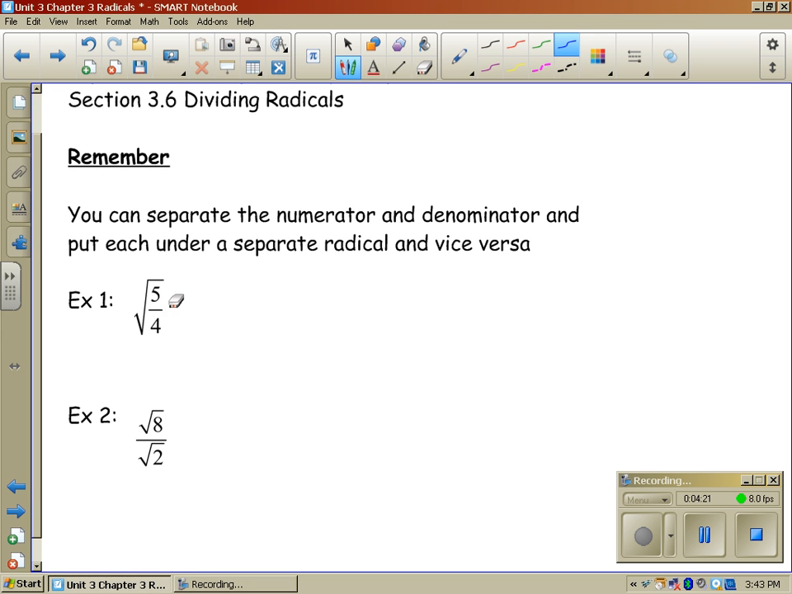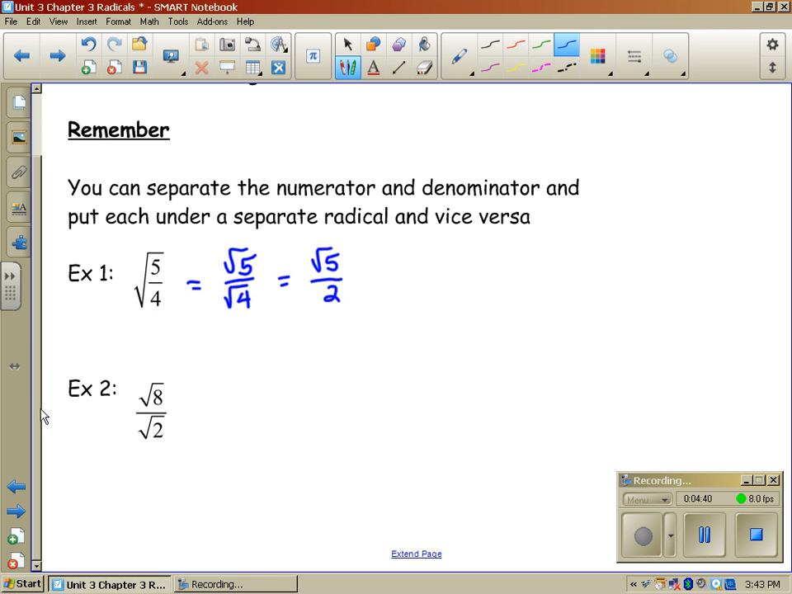So remember we talked about how we can have it under one radical, or we can separate it under two. Sometimes, like in this case, it makes sense to separate them because the square root of 4 is a perfect square. And sometimes it makes sense to write it under one radical because 8 divided by 2 comes out to be 4, and that's easier to simplify. So just remember that you can always write it under 1, break it down to 2, or if you have it under 2, you can put it under 1.